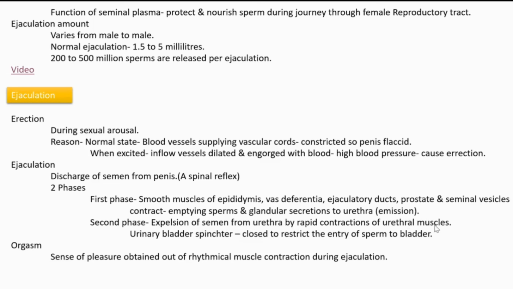At the same time, the urinary bladder sphincter that regulates the outflow of urine is closed. What is the purpose? To restrict the entry of any sperm into the urinary bladder, or the mixing up of sperm with the urine. That needs to be prevented. For that, the urinary bladder sphincter is closed at the time of ejaculation and erection. What is orgasm? Orgasm is the sense of pleasure obtained due to the rhythmic muscle contraction that happens during ejaculation.